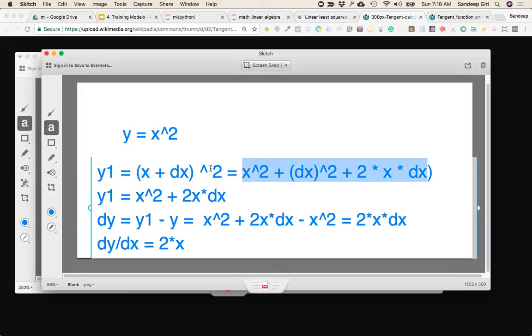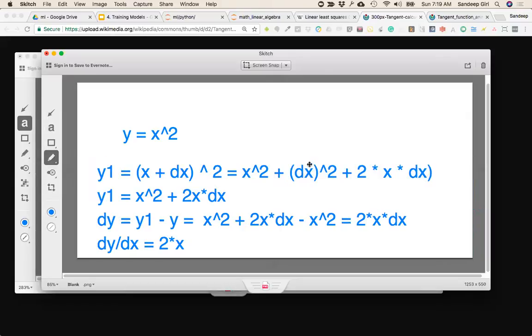(a + b) whole square is a square plus b square plus 2ab, right? And we are ignoring this part. Why? Because this one is really tiny, and hence we have this. All right, so this is a quick derivation, or quick proof, of why dy by dx is equal to x squared. Okay.